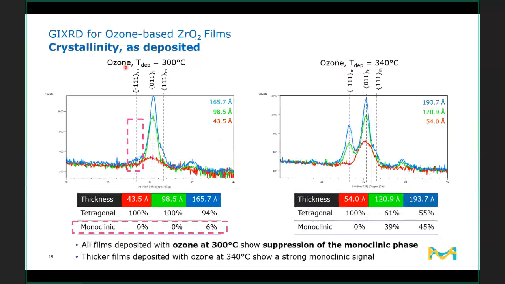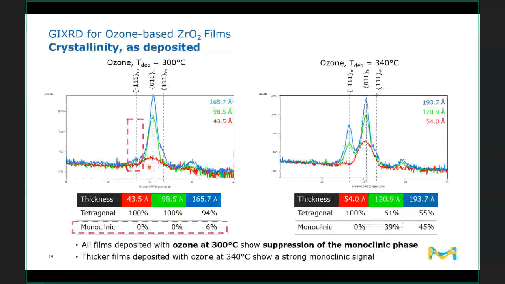When we look at ozone films at 300 degrees and 340 degrees, we see something really interesting in this case. So for ozone at 340, we actually see something very similar to the water case, right? So you have this one peak that surrounds 2 theta equals 30, and then these other two monoclinic peaks that emerge when you get a thicker film. However, in the ozone case at 300 degrees C, you actually see that we can constrain the monoclinic fraction of the film down below 6% of the overall film fraction, no matter what the thickness.